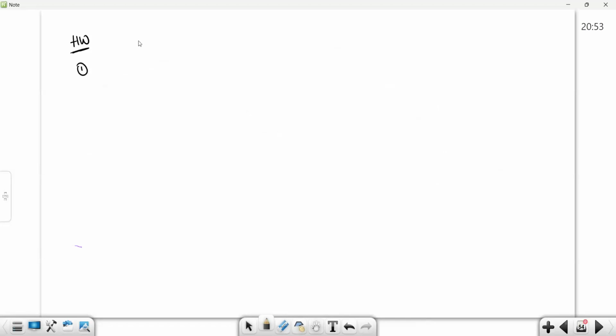Question number 1. The resistance R is equal to 2 ohm, okay? And length L is equal to 1 meter. Done. Now, obtain the resistance.